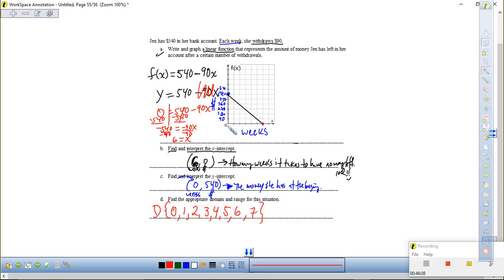Because watch, are we using 0 of x to get this point? Are we using 1, 2, 3, 4, 5, 6, 7? All right? So with that said, tell your neighbor the range for this one.